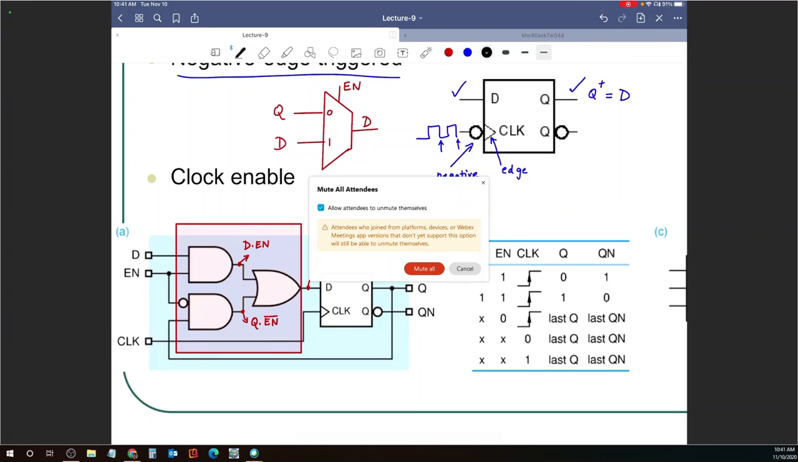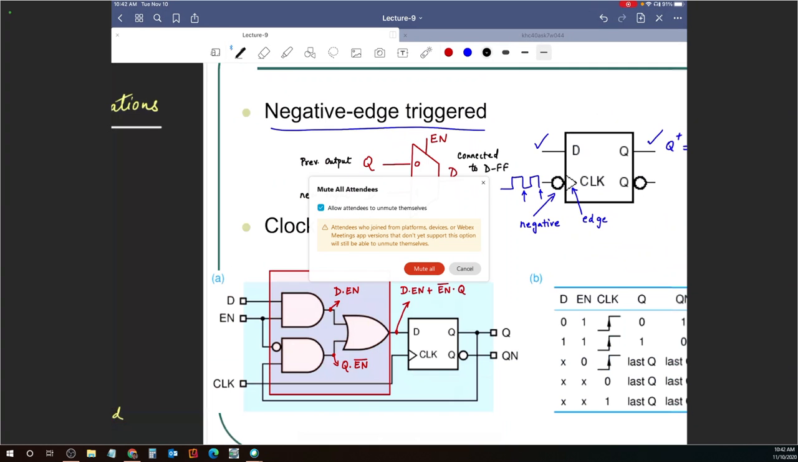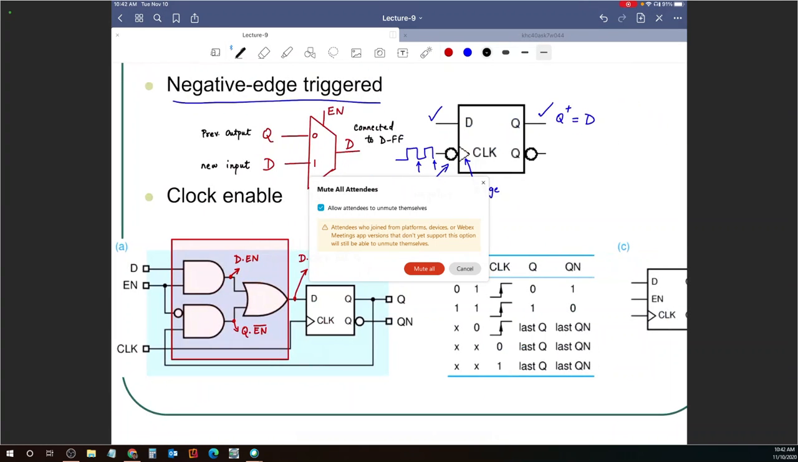Now let us talk about the difference between the old D and the new D. So what is Q? Q is my previous output. And D is my new input to the flip-flop. And this particular D is connected to the D flip-flop. You guys see that?